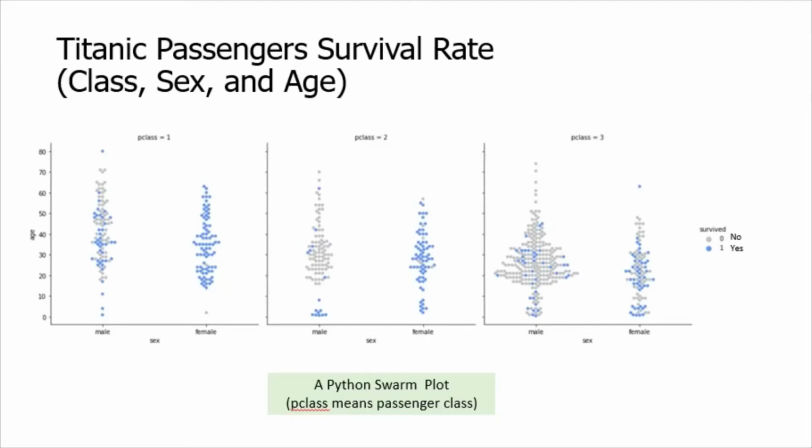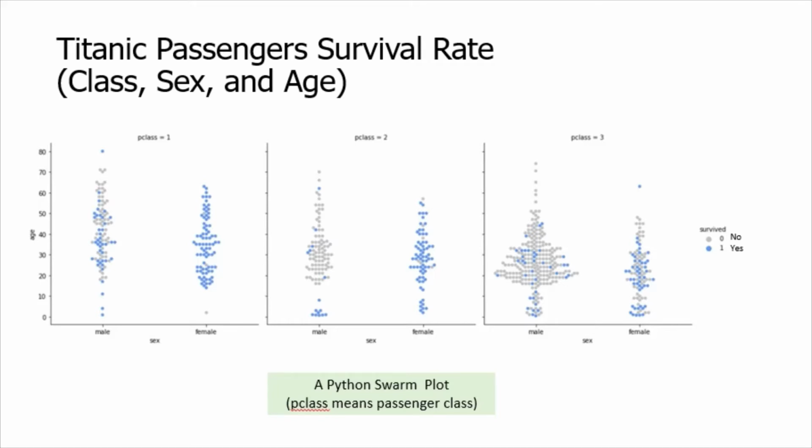Alright, so the last type of chart we're going to look at today is called a swarm plot, which is made using Python. We'll make a video later on how to create a swarm plot chart, but today we're just going to introduce it. These 3 swarm plots in front of us represent the Titanic passenger survival rate, where each gray dot represents a passenger who died and each blue dot represents a passenger who survived.